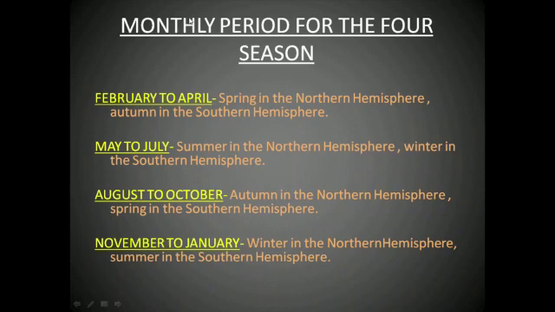Next we will see the monthly period for the four seasons. Now what are the months of the four seasons? From the month of February to April, there is spring in the northern hemisphere, autumn in the southern hemisphere. From May to July, summer in the northern hemisphere, winter in the southern hemisphere. August to October, autumn in the northern hemisphere, spring in the southern hemisphere. November to January, there is winter in the northern hemisphere and summer in the southern hemisphere.